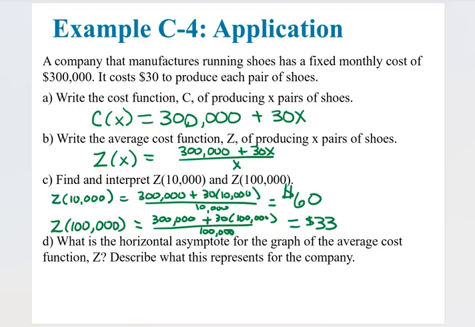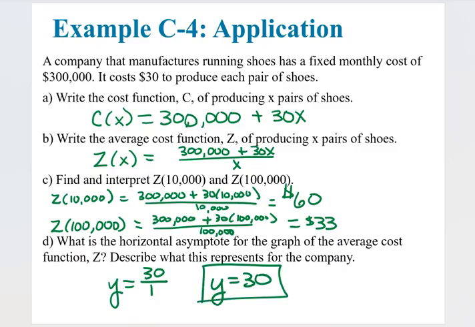All right, and part D, what is the horizontal asymptote? Again, look at your average cost function. The degree is the same in the numerator and the denominator, so my horizontal asymptote is going to be y equals 30 over 1, right? Take that ratio of the leading coefficients. So we're going to have a horizontal asymptote at y equals 30, and what does that mean? Describe it in context. So that means the cost to produce each pair of shoes is going to approach $30 as more and more shoes are produced, but we're never actually going to get it down to 30, right? Because that's the cost that would just cover the materials for the shoe. So again, great example of a business application for this.